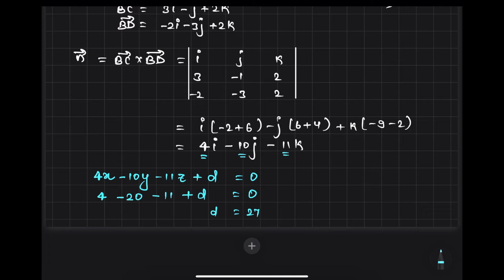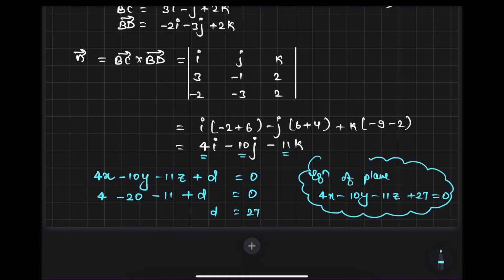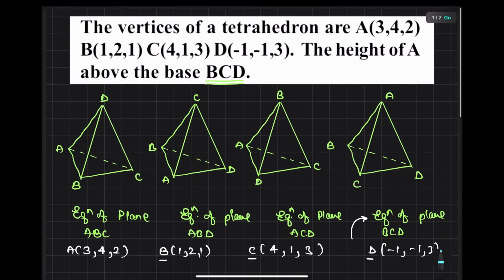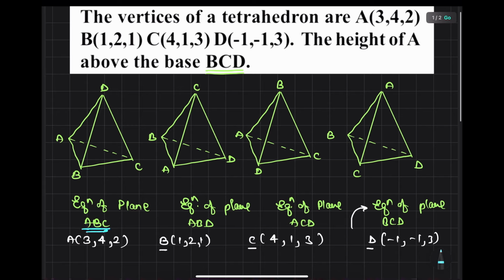Now you can update your equation. The equation of the plane is 4x minus 10y minus 11z plus 27 equals 0. So we got the equation of plane BCD. This way you can find the equation of plane ABC, plane ABD, and plane ACD if required.